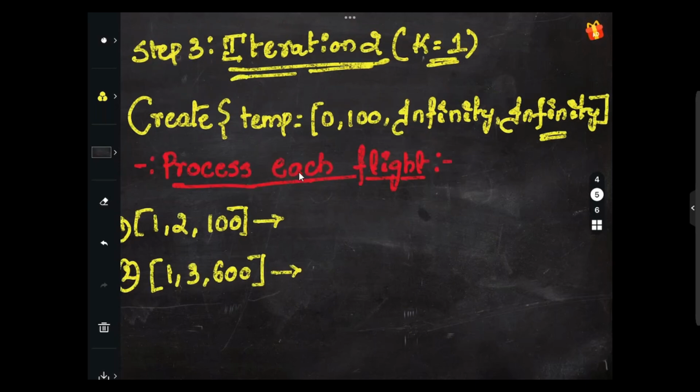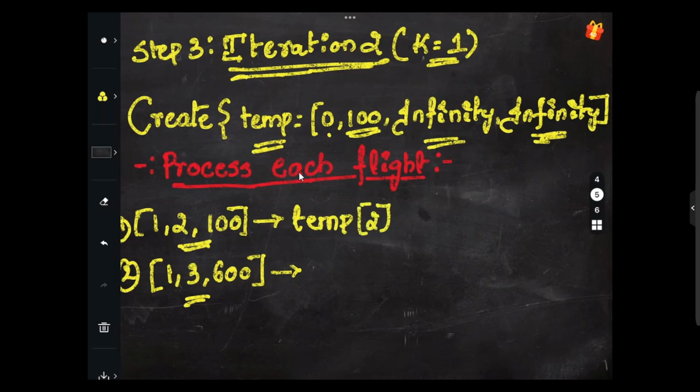Next, let's come to step 3, iteration 2 here. We will create the temp array where 0, now we have 100 as the cost of 1, then infinity and infinity. So let's process each flight now. We have 1 to 2 with 100, and 1 to 3 with 600 in this case. So this will be temp of 2, and this will be temp of 3.